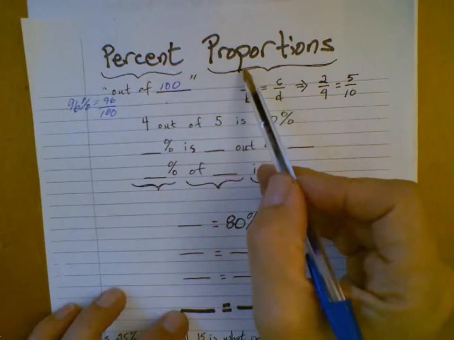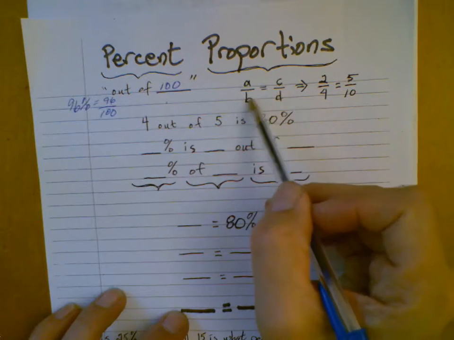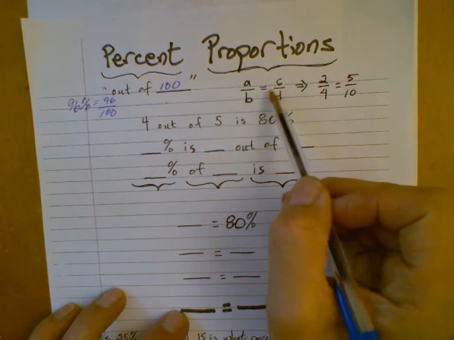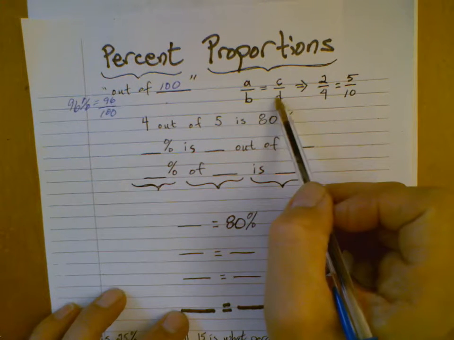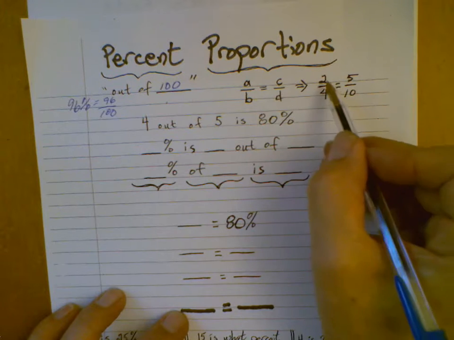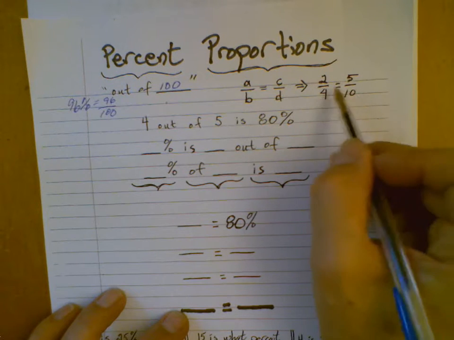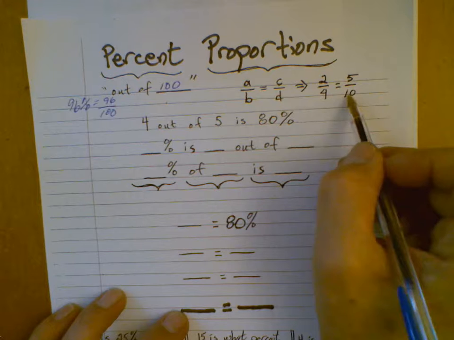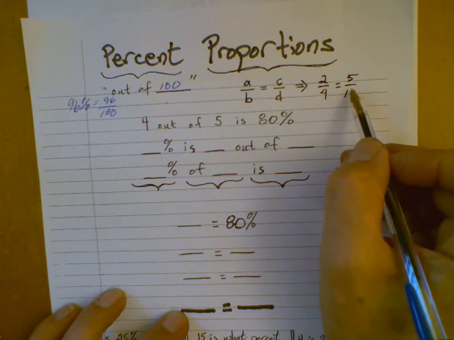A proportion is basically two ratios that are equal to each other. And one way you often see that is A over B equals C over D. As an example, I wrote 2/4 is equal to 5/10. So two ratios, two fractions that are equal to each other. And we know these two are equal for a couple of reasons.